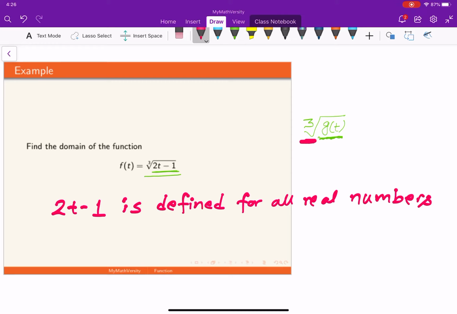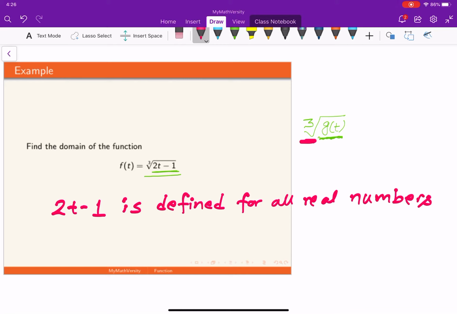With the cube root. If we had an even root, let's say a square root, then we cannot find the square root or even root of a negative number, so we need to avoid those things. But over here, since we have the cube root, or any odd root, we can find the cube root of any number, right?